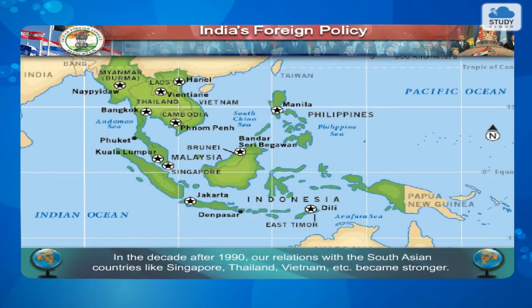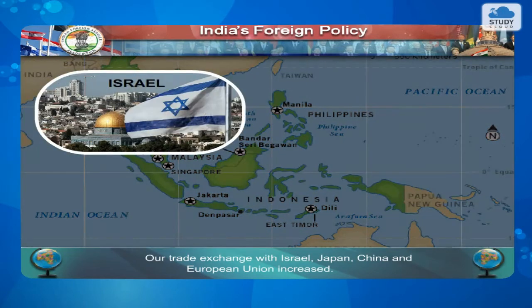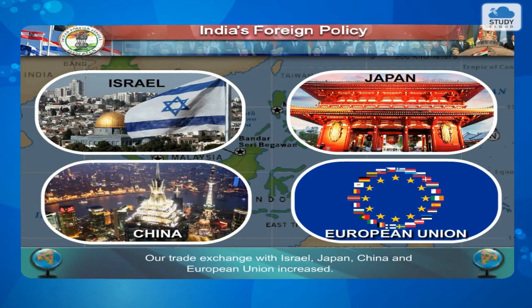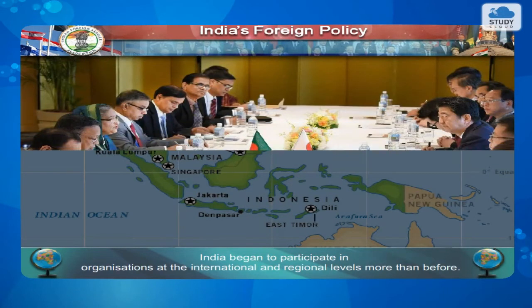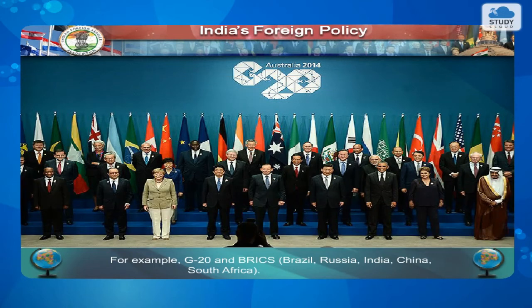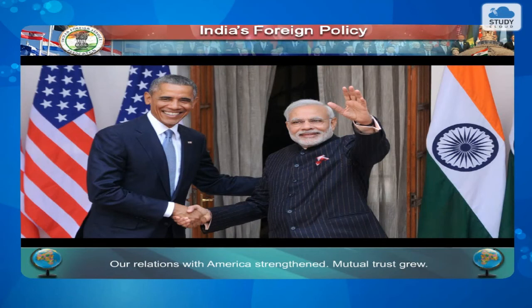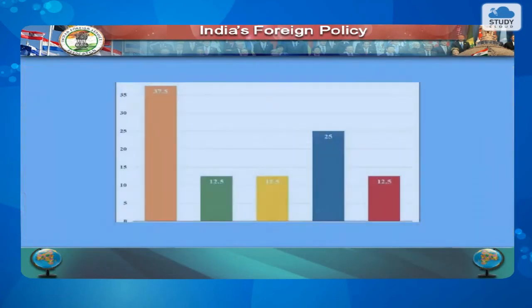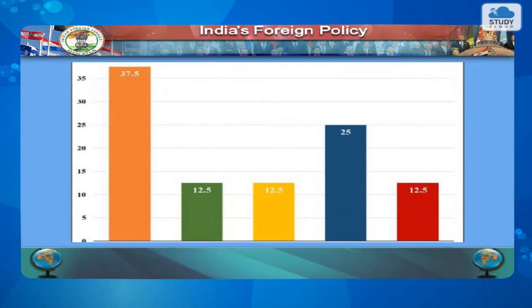In the decade after 1990, our relations with South Asian countries like Singapore, Thailand, Vietnam, etc. became stronger. Our trade exchange with Israel, Japan, China, and European Union increased. India began to participate in organizations at the international and regional levels more than before. For example, G20 and BRICS, Brazil, Russia, India, China, South Africa. Our relations with America strengthened. Mutual trust grew. India's status rose in the international community.